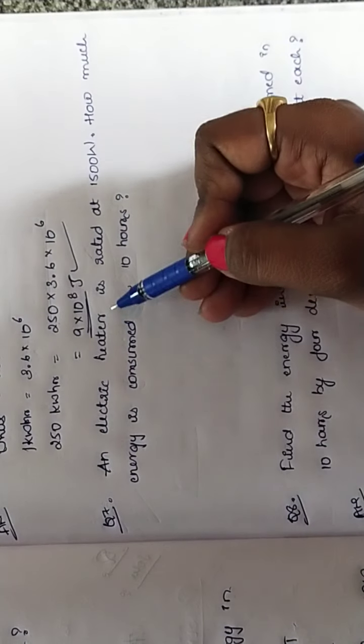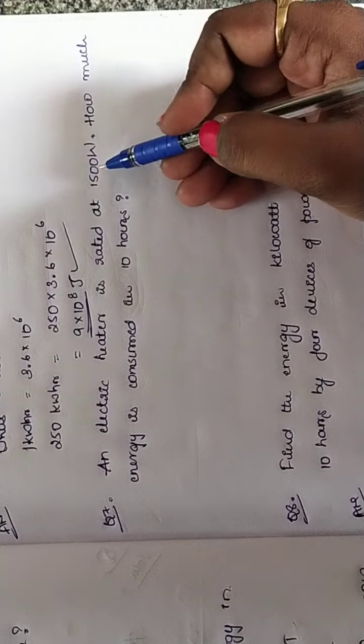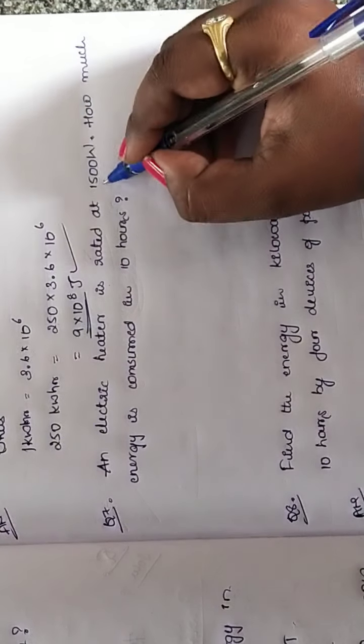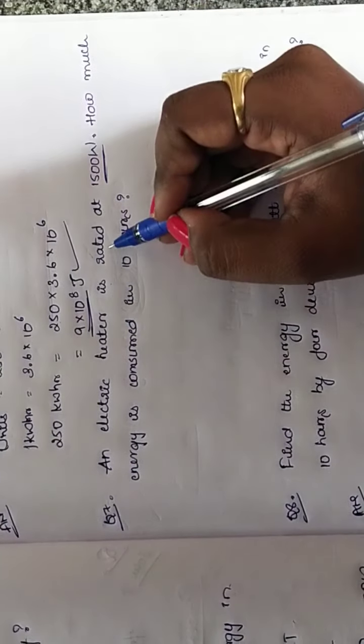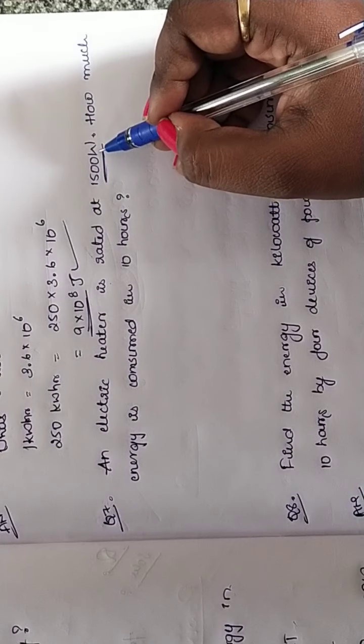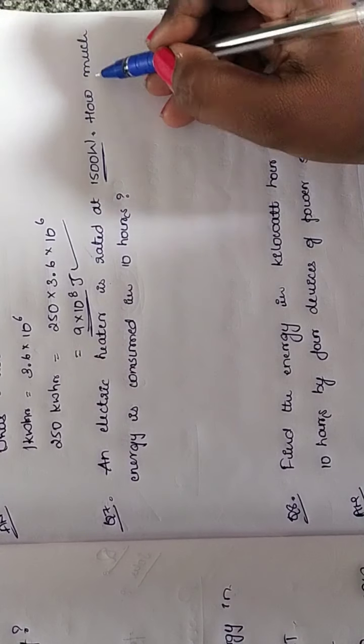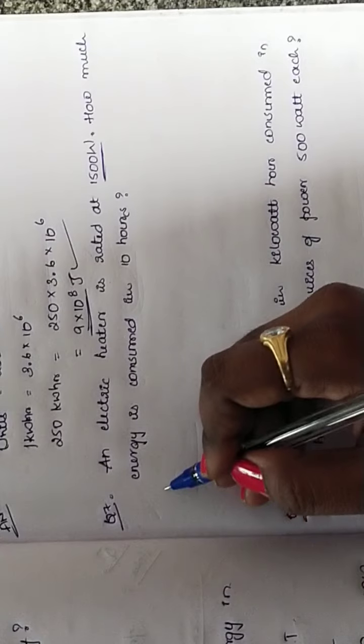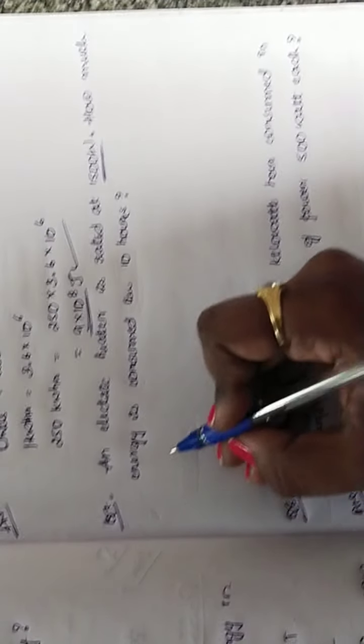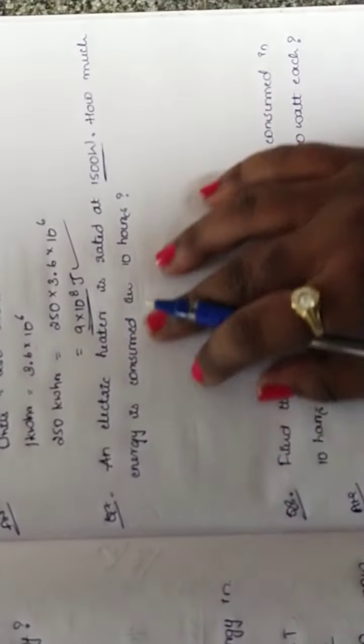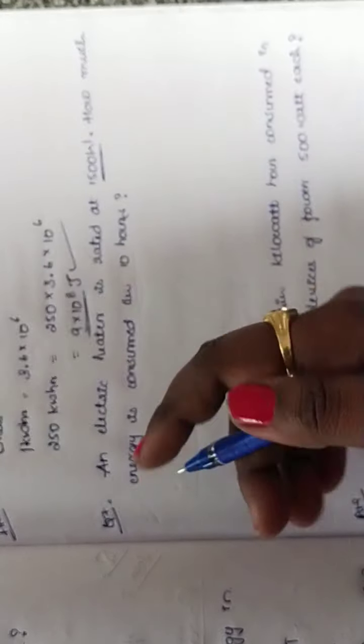And the next question we have here is an electrical heater. An electrical heater is rated at 1500 watt. How much energy is consumed in 10 hours? So we need to calculate how much energy is consumed in 10 hours.